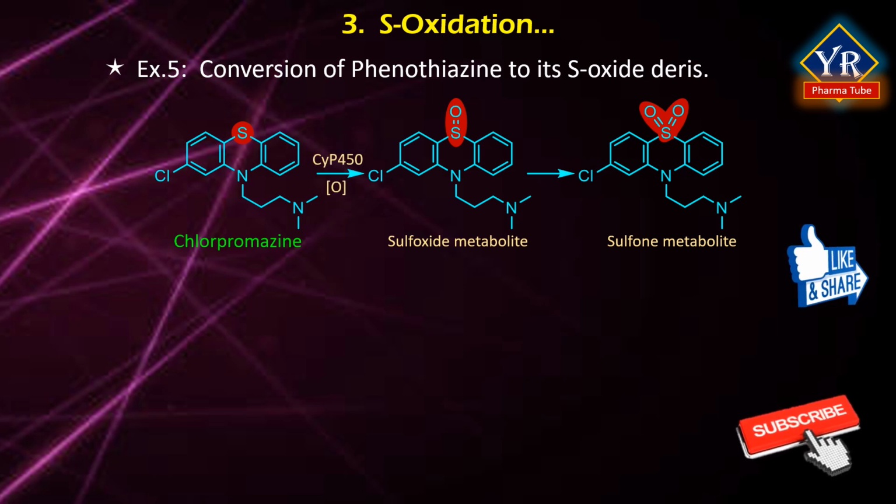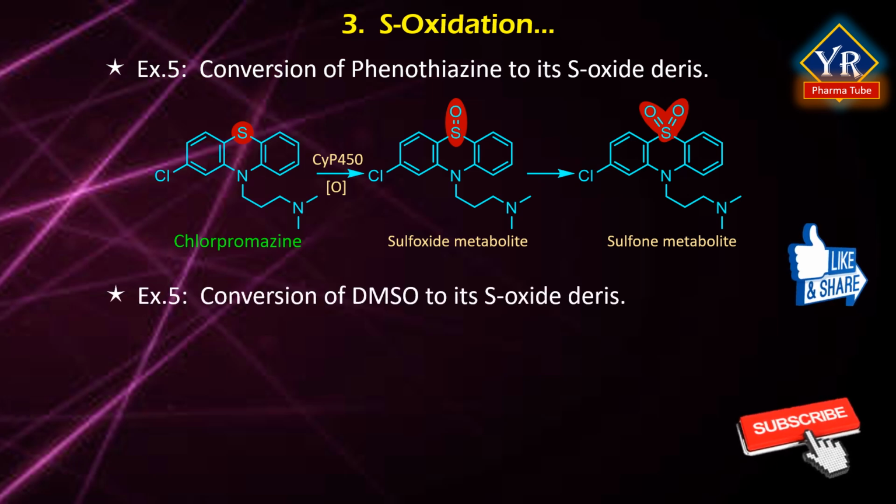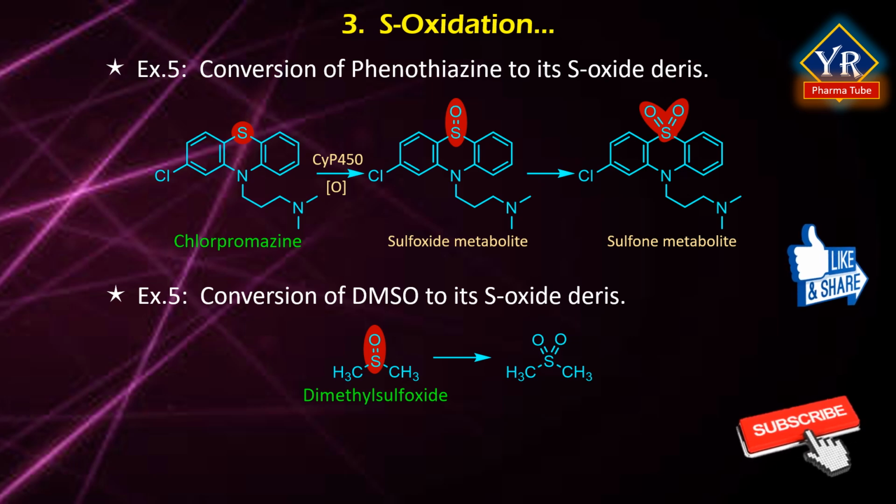For example, the S-oxidation of chlorpromazine is shown in the figure. The sulfoxides may be excreted as urinary metabolites or oxidized to sulfones. In humans, dimethyl sulfoxide, abbreviated as DMSO, is found primarily in the urine as the oxidized product dimethyl sulfone.